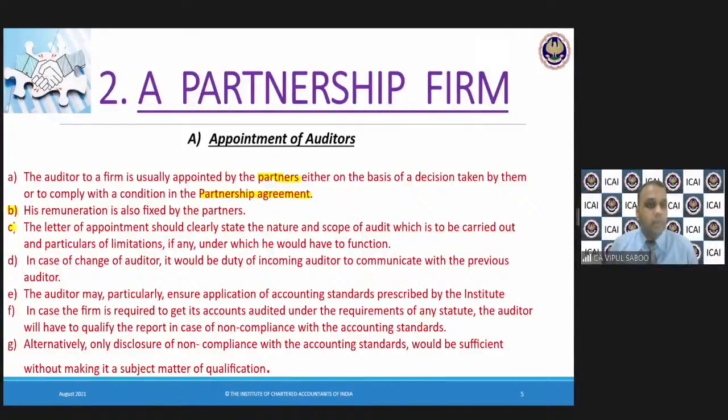The letter of appointment should clearly state the nature and the scope of audit which is to be carried out and particulars of limitations, if any, under which he would have to function. What could be the limitations? Can anybody tell me, please? What could be the limitations in a normal audit, a partnership firm audit? What could be the limitations?